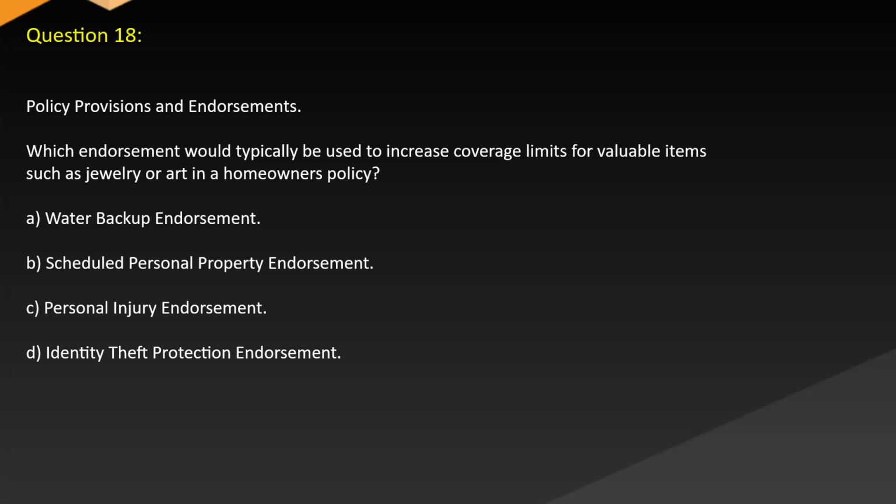Question 18. Policy provisions and endorsements. Which endorsement would typically be used to increase coverage limits for valuable items such as jewelry or art in a homeowner's policy? A. Water backup endorsement. B. Scheduled personal property endorsement. C. Personal injury endorsement. D. Identity theft protection endorsement.